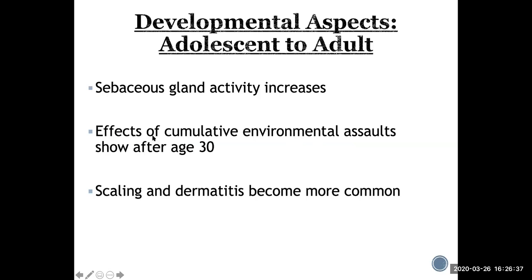This is really sad. This was here in this PowerPoint before I edited it. I just left it there, even though it's depressing. The effects of cumulative environmental assaults show after age 30. Like, that's really sad. You start to show fine lines and wrinkles after the age of 30. And you end up with more scaling and dermatitis. Lovely, isn't that wonderful? I should have put in that the apocrine sweat glands are activated as well. I should just do that.